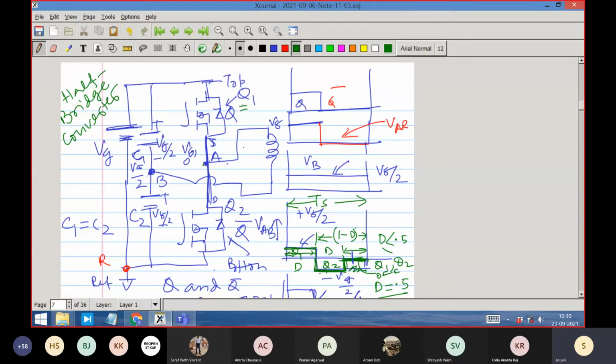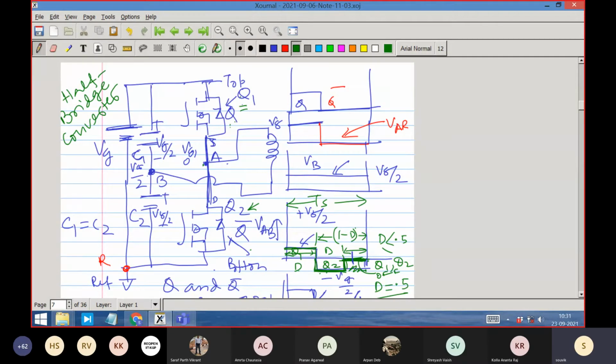I cannot name them as Q and Q bar. That's what I was trying to argue in the first part of the lecture: if I name them Q and Q bar, then I cannot achieve all the things. I cannot achieve variable duty ratio and still achieve volt-second balance. So I have to have independence in them. I have to create something where both Q and Q bar are off.